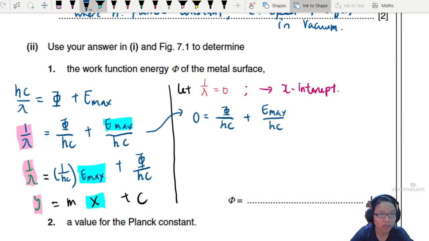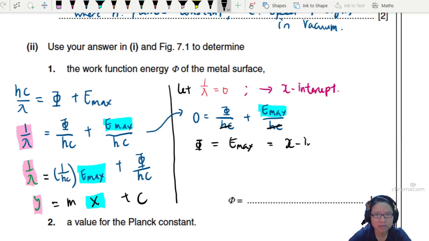Don't forget this Emax here, wherever the Emax number is, this is the x-axis. Y in terms of x, okay, so the x should be there, but I think you notice the hc can cancel away. Beautiful, that's why 0 is my best friend. So this hc and hc cancel out. So from here, you will get work function is equal to Emax, which is equal to the x-intercept. That's all. I just need to read the x-intercept, correct?